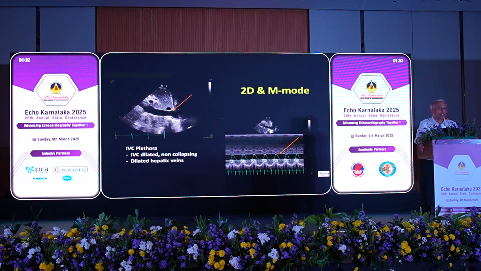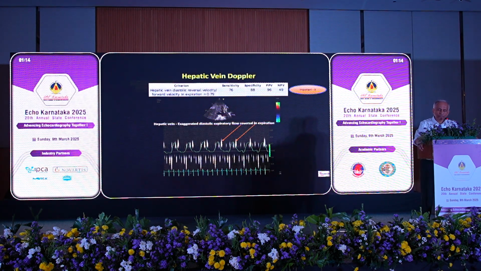And then this is another one which again we are very familiar. You have a very large non-collapsing IVC, and then again reduce the sweep speed, put on the respirometer, and try to demonstrate that you have a dilated IVC and a dilated hepatic vein. And this is again a point in favor of CP.